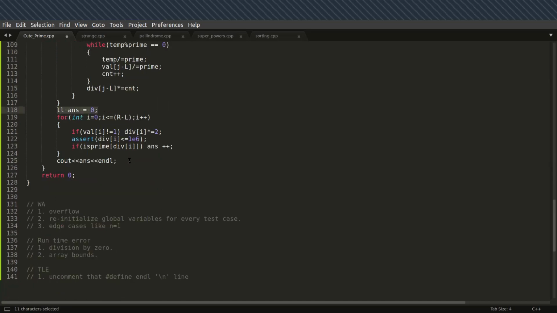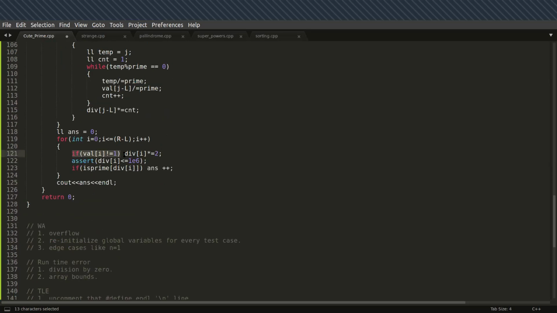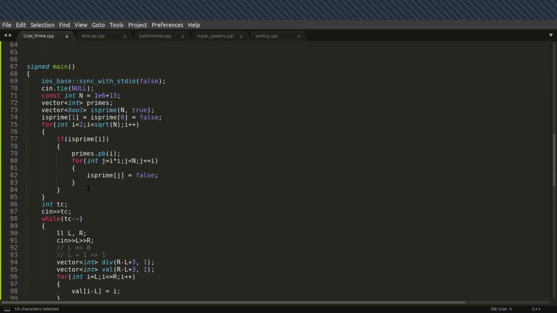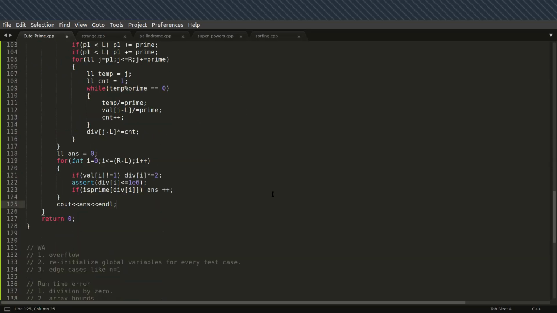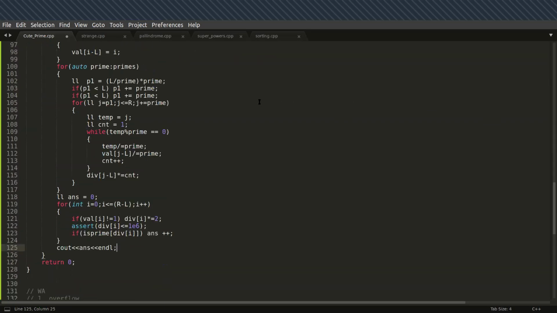After that, I check the answer. If the value is not equal to 1, then there must be one prime greater than 10 to the power 6 that has not yet cancelled the number, so I multiply the divisors by 2 more, and this way I get the answer. I just check if the divisor count is prime, because I have already made an is prime array over here. So, any doubt in this question?